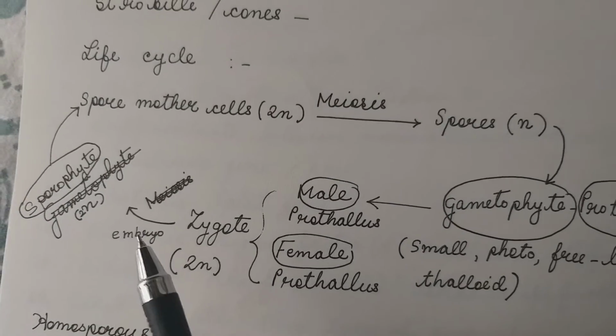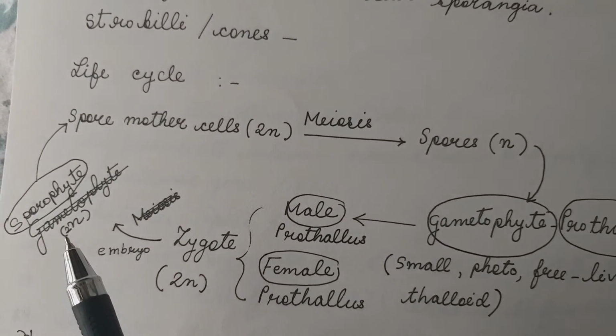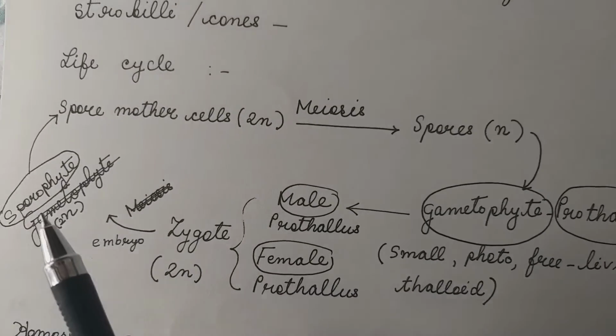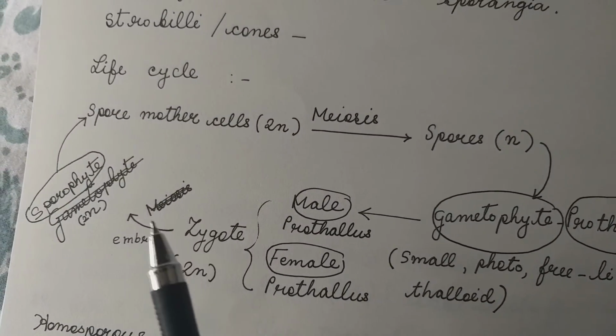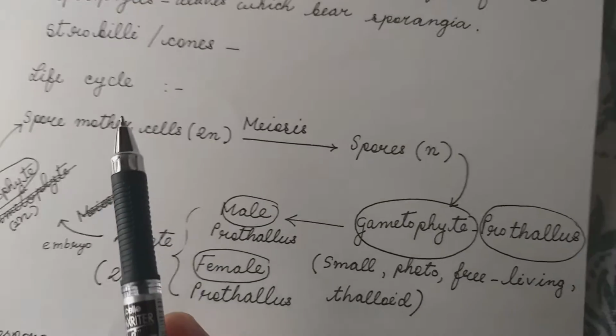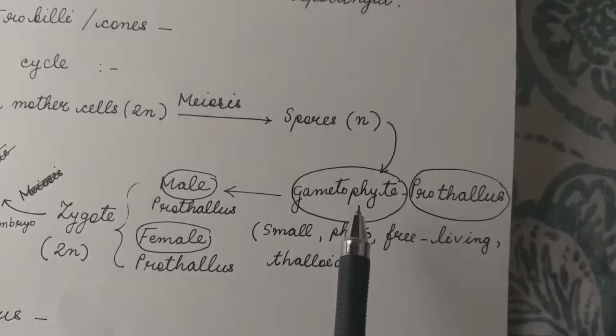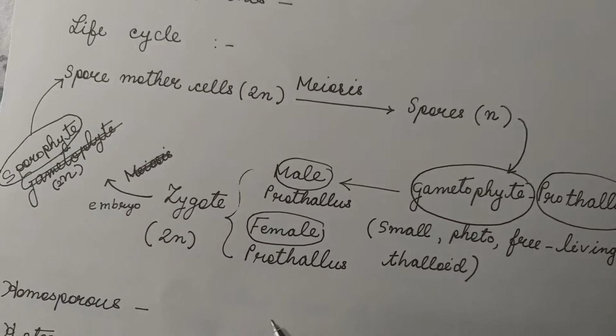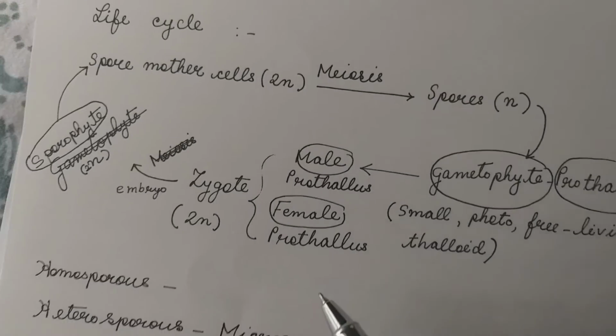The embryo gradually develops into the sporophyte, that means the main plant body, which is diploid. The zygote develops into the sporophyte. So sporophyte produces the gametophyte. Gametophyte produces the sporophyte. This is called alternation of generation.